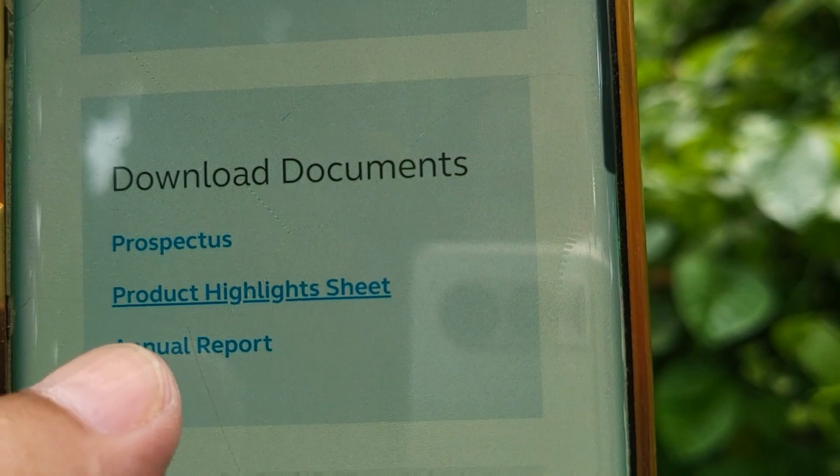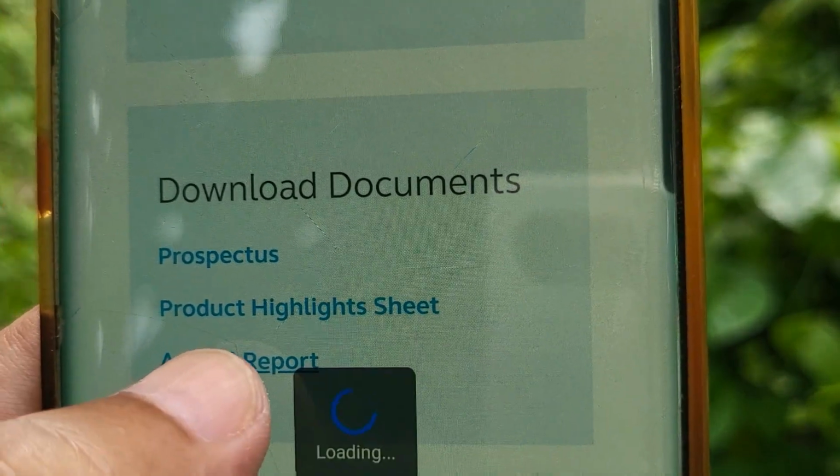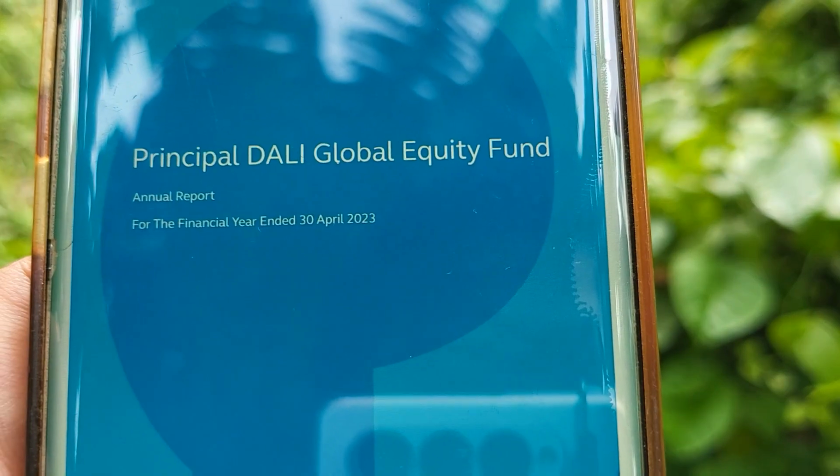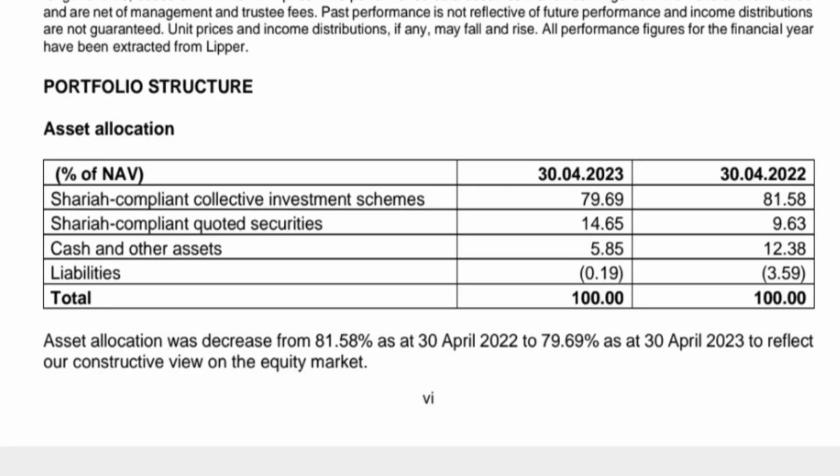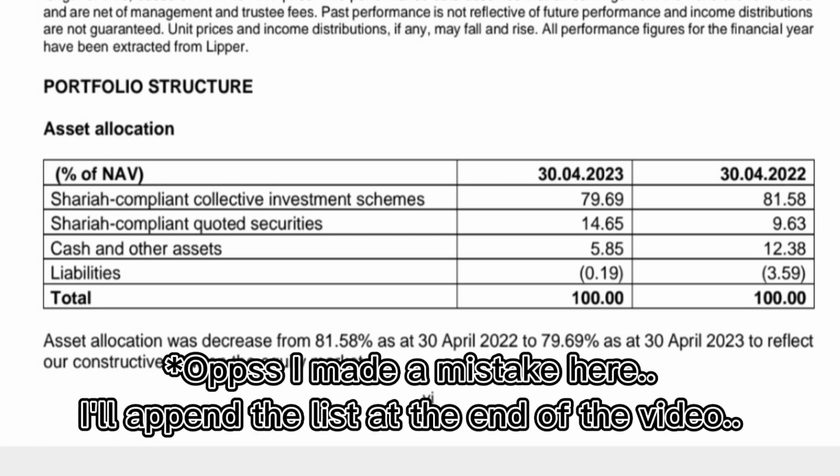Now let me have a look at its annual report. So it looks like 80% of the net asset value of the fund was invested in Sharia-compliant collective investment schemes, and 50% in Sharia-compliant quoted securities, and about 6% in cash and other assets. I'm a bit disappointed that it doesn't have a list of the individual stocks that it invested in. So I guess I'll just have to monitor the performance of the fund if I want to invest further in the future.